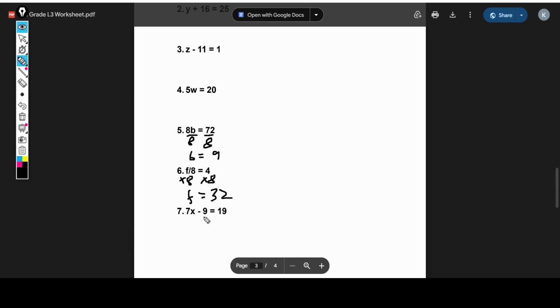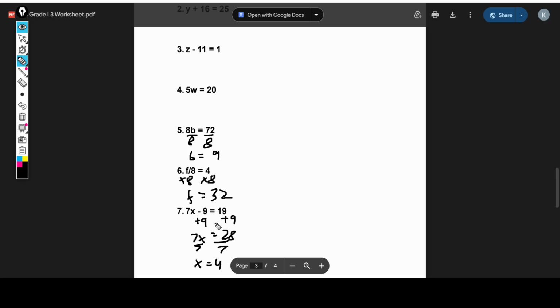And lastly, we have 7x minus 9 equals 19. This one's a little bit more complicated than the previous ones because there are two numbers we have to get rid of. So first I will add 9 to both sides. And that will give us 7x equals 19 plus 9 is 28. And then you divide both sides by 7 and you get x equals 4. 28 divided by 7 is 4.